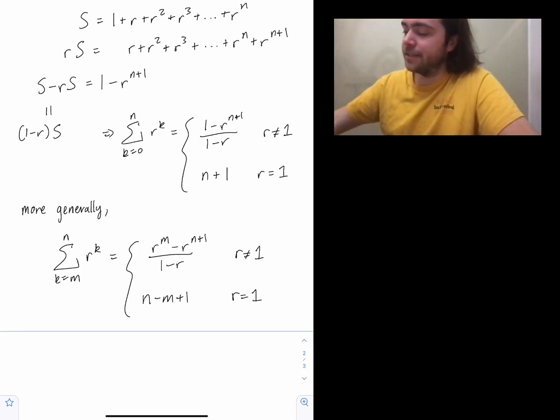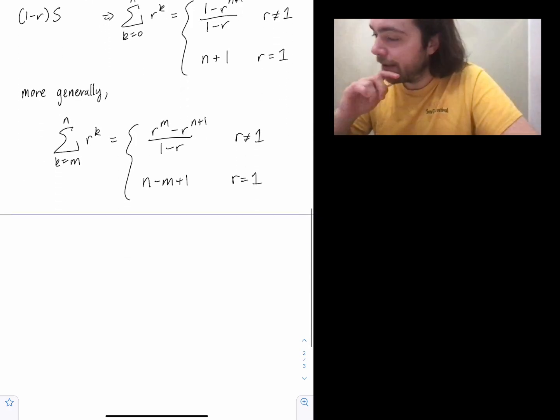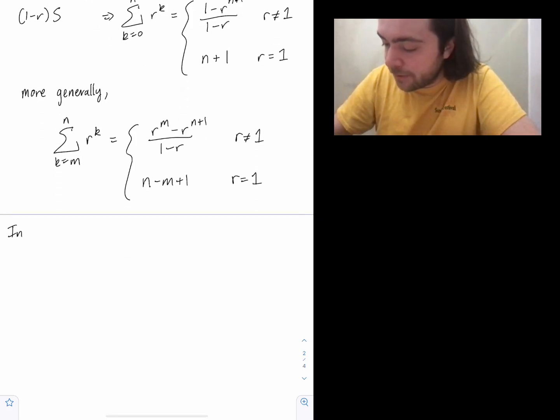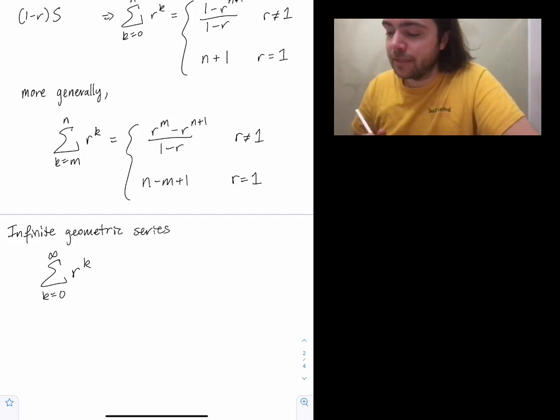Okay, so that is the general form for a finite geometric series, and that's great. What about infinite, though? What about the infinite geometric series? And that is where I have a sum, and again, we'll just start with k equals 0, and it's going all the way to infinity this time. So I have r to the k, and I'm adding it up from 0 to infinity.